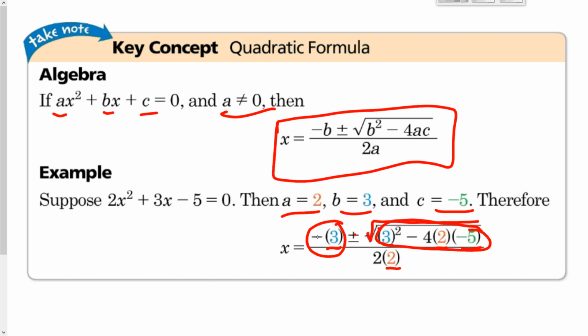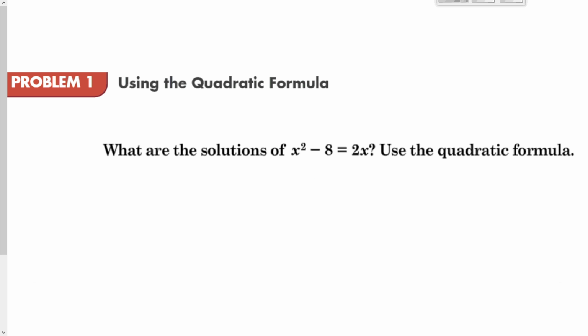And then you have to do it again, where you take your negative b and then you subtract whatever the square root of that number is, and then you divide by 2a. So you're always going to have 2 answers. That is called the quadratic formula. So let's go ahead and practice that now. Okay, so here's my equation. We're going to use the quadratic formula.